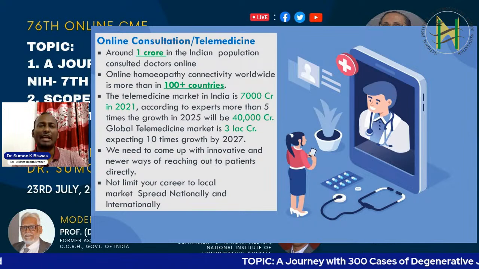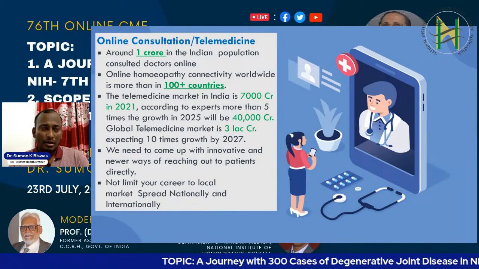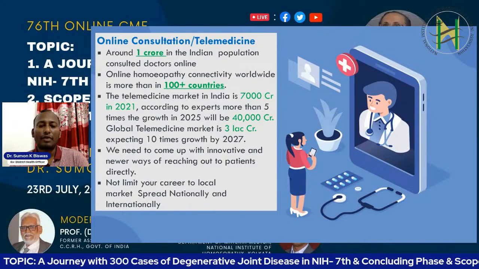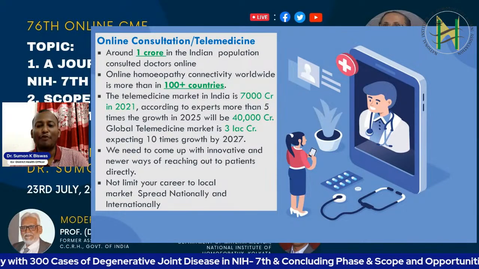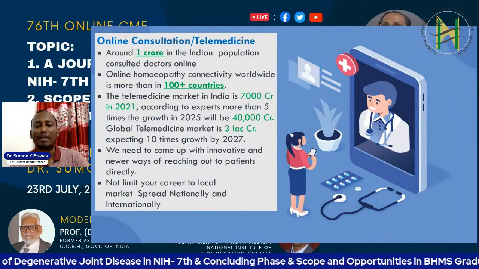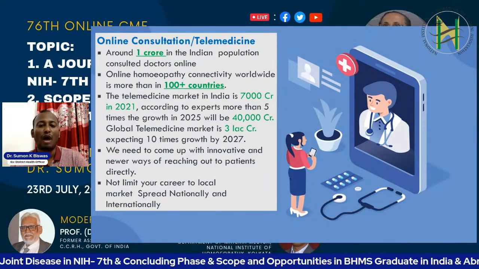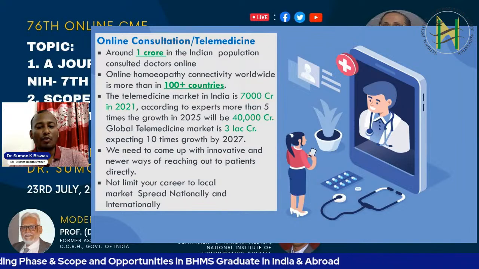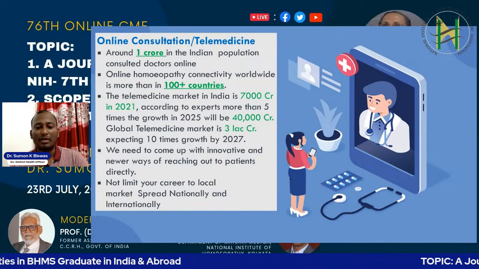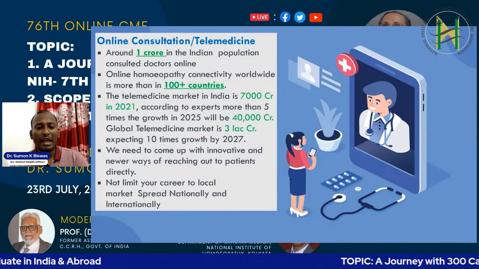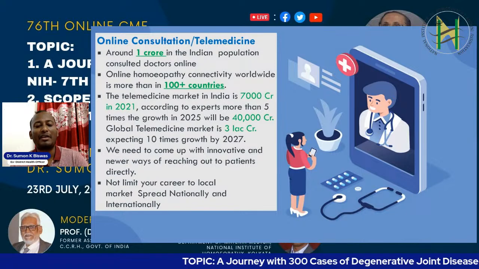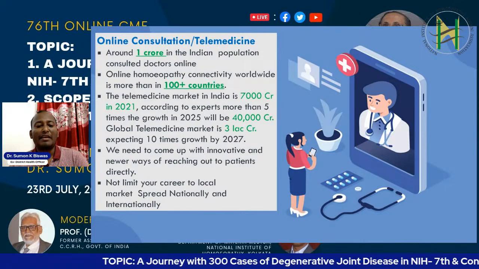If you know the telemedicine platforms, one is Practo, Liberty, and all these are there. If you start opening your profile on that, you may get patients from it, and it's a very good opportunity to earn from that platform. Even if you start your own platform for online consultation or telemedicine, you may grow higher. There is no limit to your career in the local market. You can expect a career nationally and internationally.